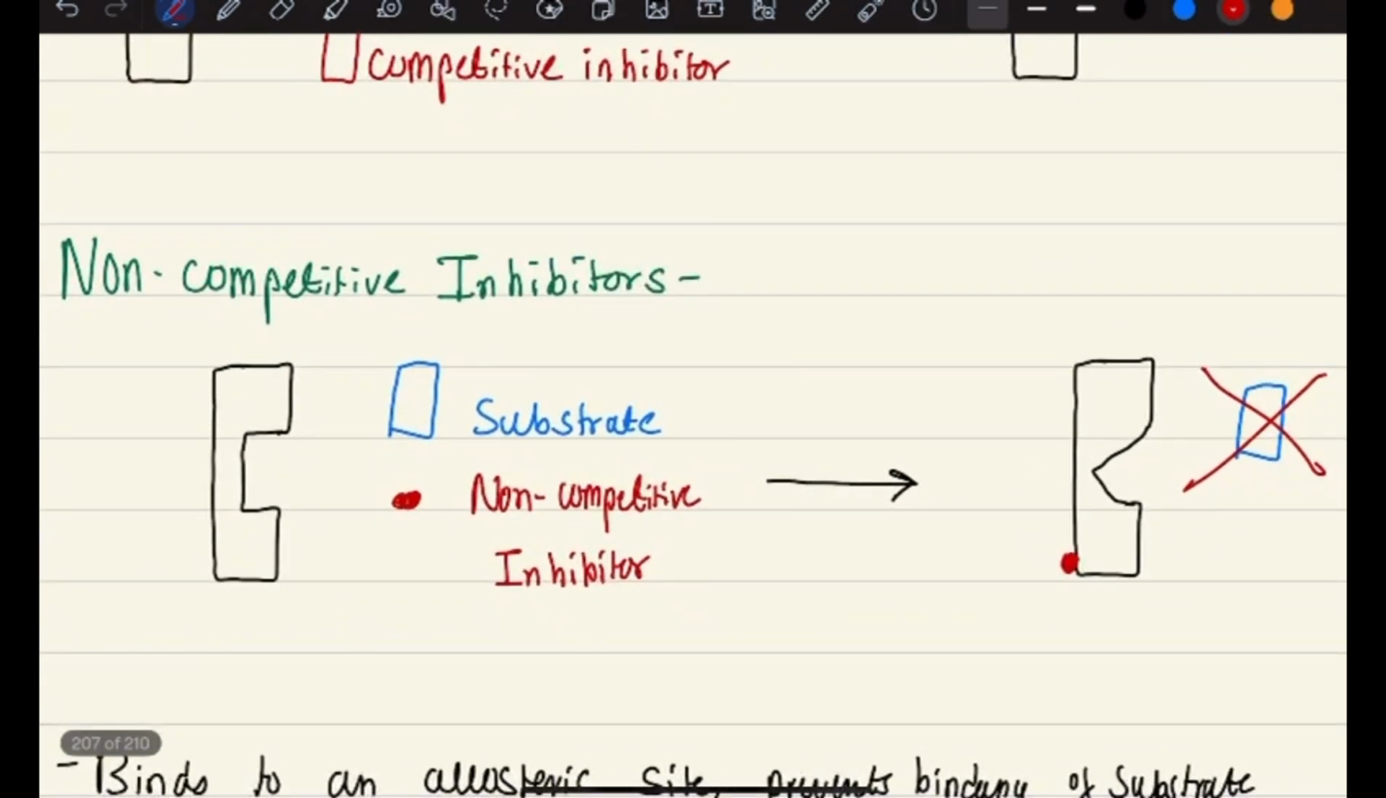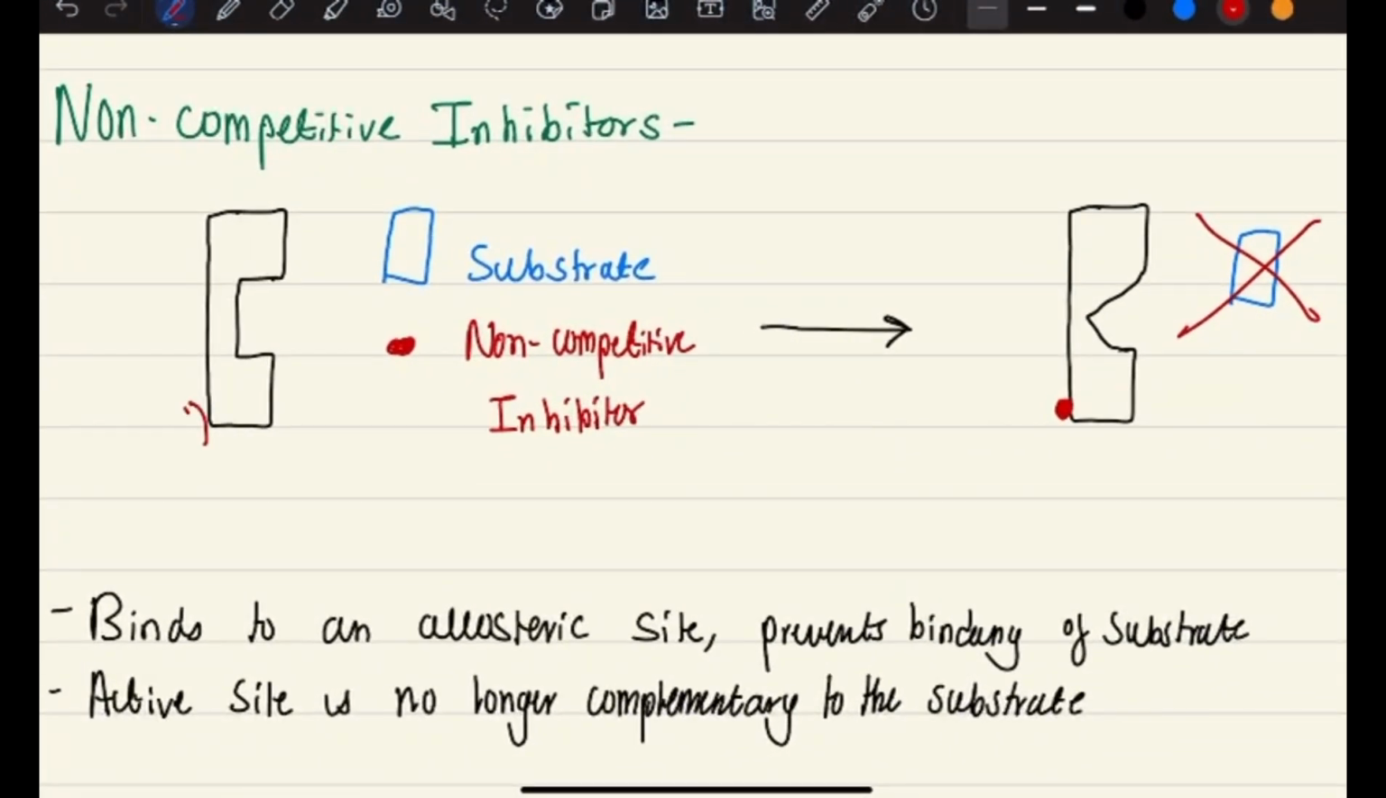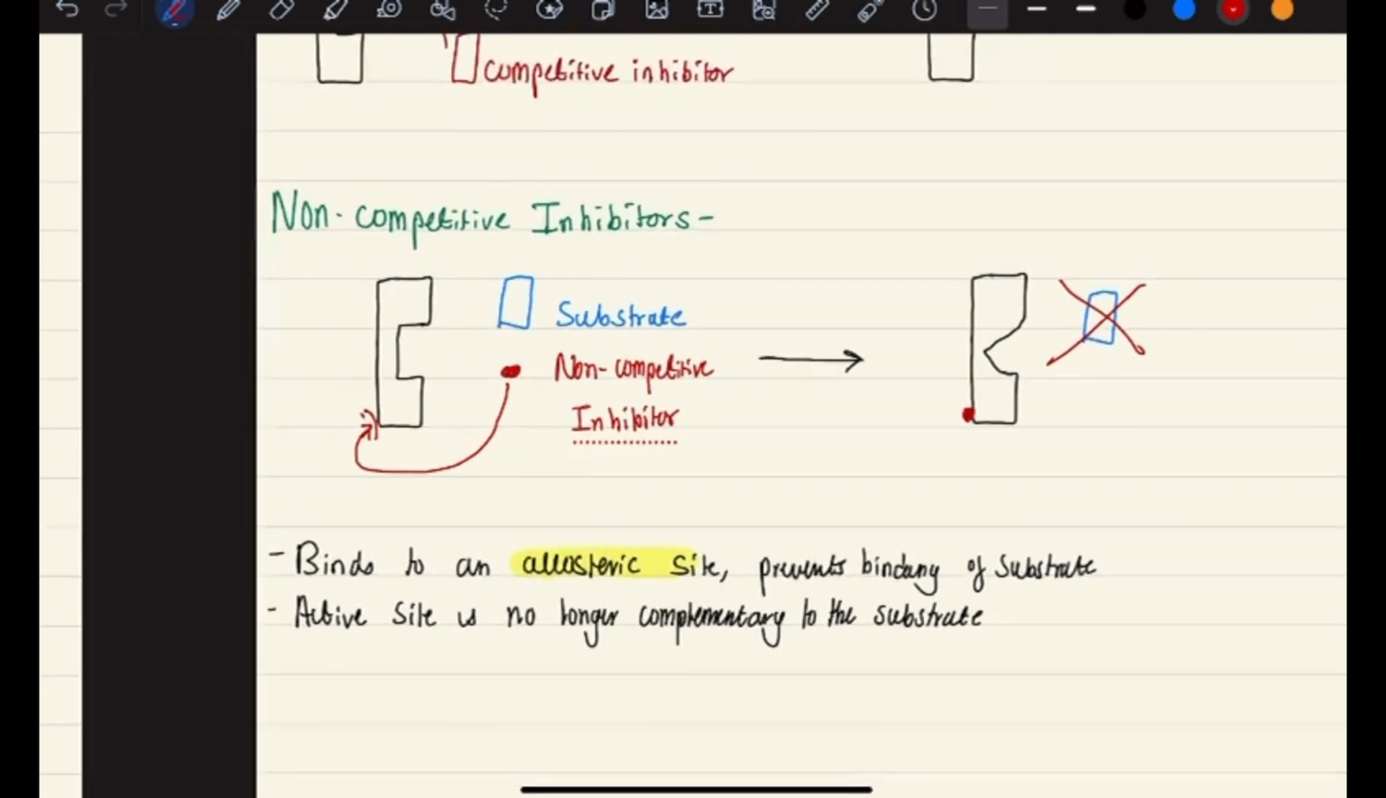What about non-competitive inhibition? Well, there are special things that we call allosteric sites. So this is an allosteric site. I'm going to highlight the word here. Your non-competitive inhibitor is going to target this allosteric site, goes to bind onto this allosteric site, and that's going to mean that the active site changes shape.